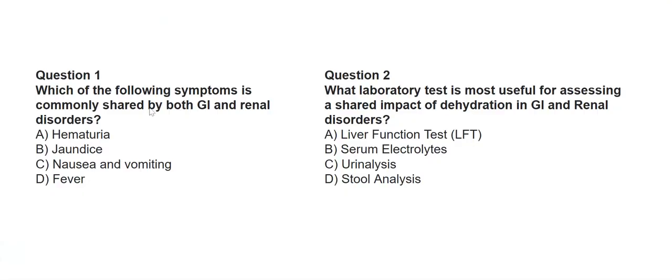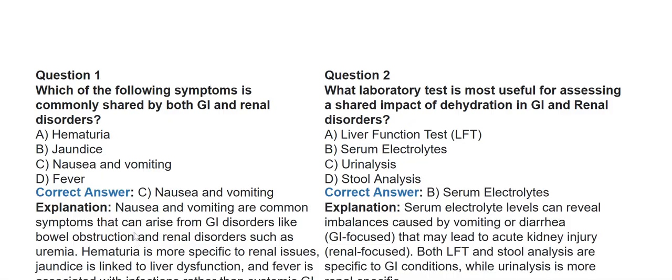Question 1. Which of the following symptoms is commonly shared by both GI and renal disorders? A, hematuria, blood in the urine, B, jaundice, C, nausea and vomiting, or D, fever? Nausea and vomiting, C is the answer, as nausea and vomiting both are common symptoms that can arise from GI disorders like bowel obstruction and renal disorders such as uremia. Hematuria is more specific to renal issues, jaundice is linked to liver dysfunction, and fever is associated with infections rather than systemic GI and renal effects.